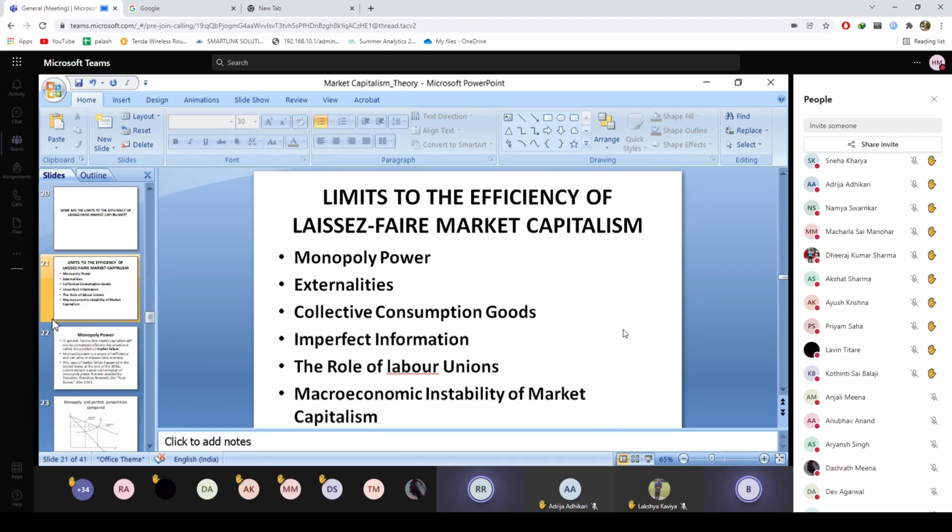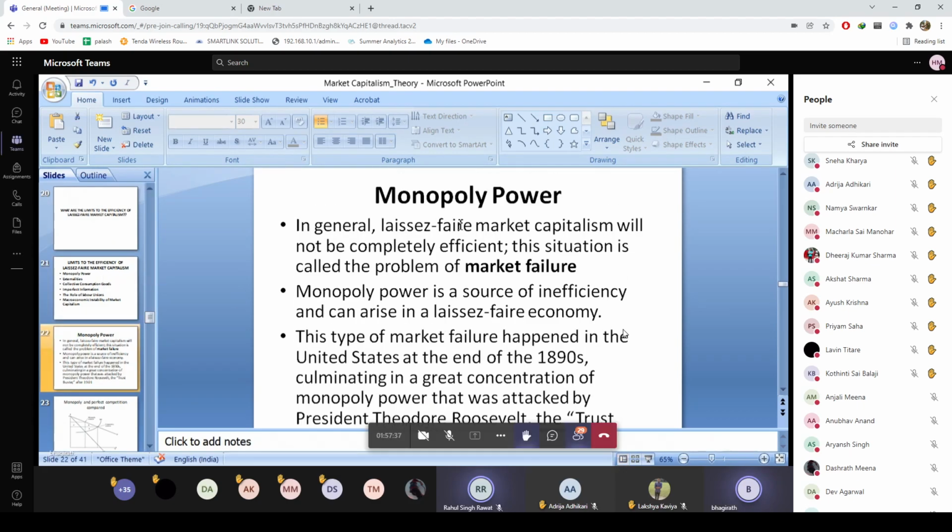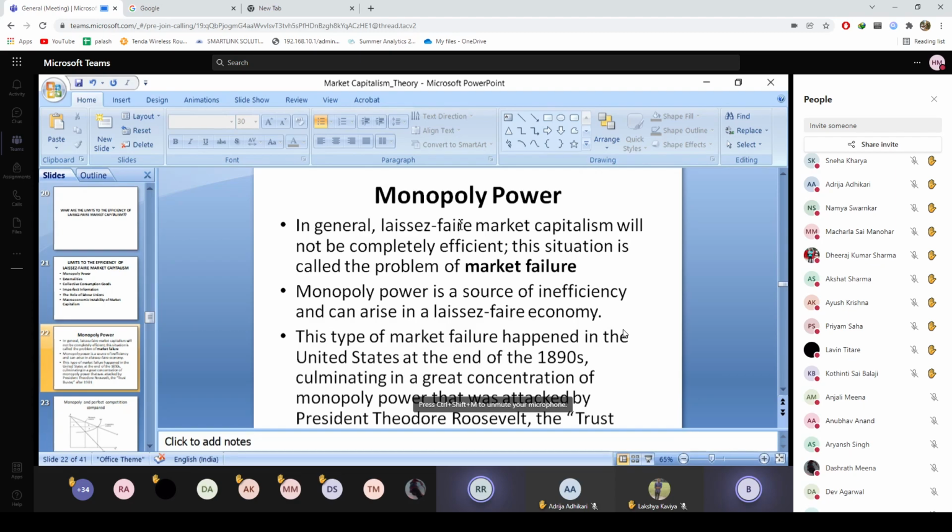Let us try to understand first the monopoly power, and how it causes market inefficiency. Now, in general, laissez-faire market capitalism will not be completely efficient. This situation is called the problem of market failure.